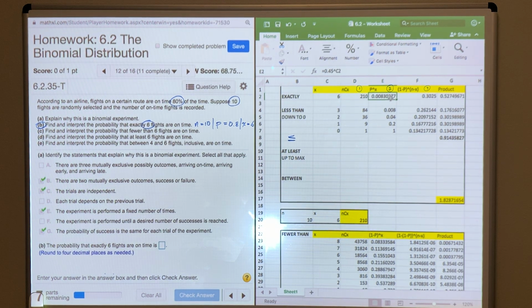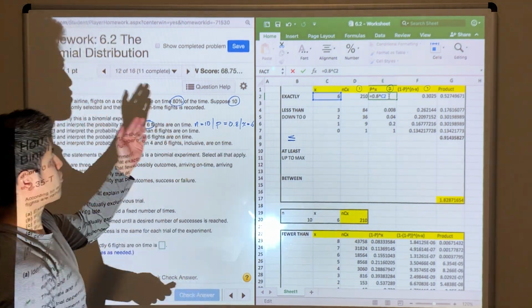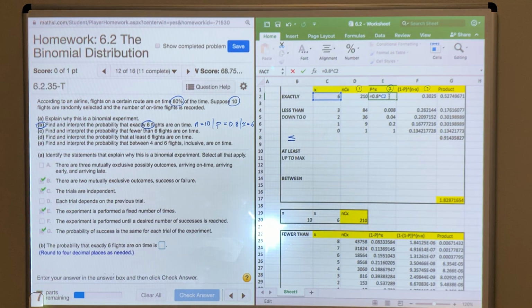P to the x. What's my probability? My probability is 0.8 to the power of whatever my x is, so 0.8 to the power of 6. There it is. Now, the third part of my formula: 1 minus my probability, 0.8, to the power of n minus x. What's my n? 10 minus my x.